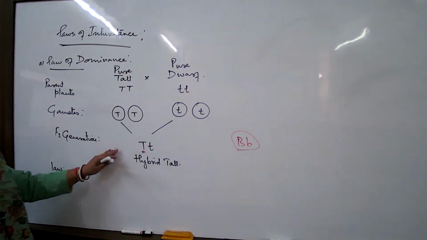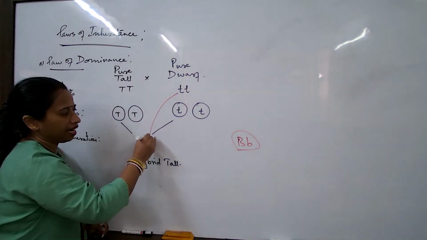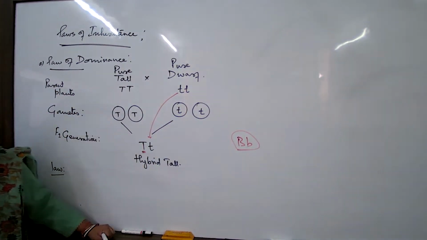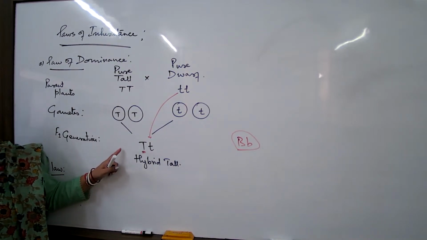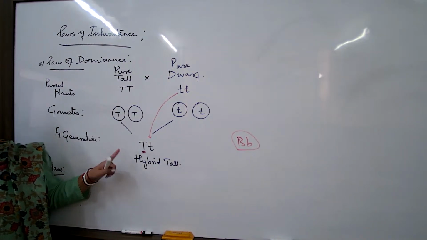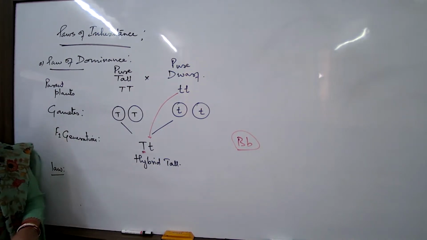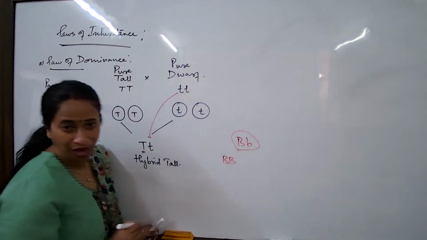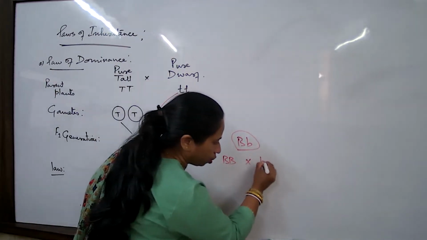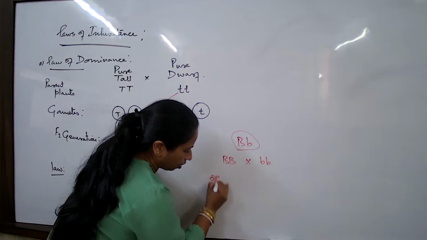So what is happening here? Traits are inherited, yes or no? But is this trait getting expressed? Inherited means passed on to the next generation. Even in humans, this concept is there. This law is applicable even in humans. I talk about the father who is brown-eyed, and the mother who is blue-eyed. What's happening? I talk about the offspring.